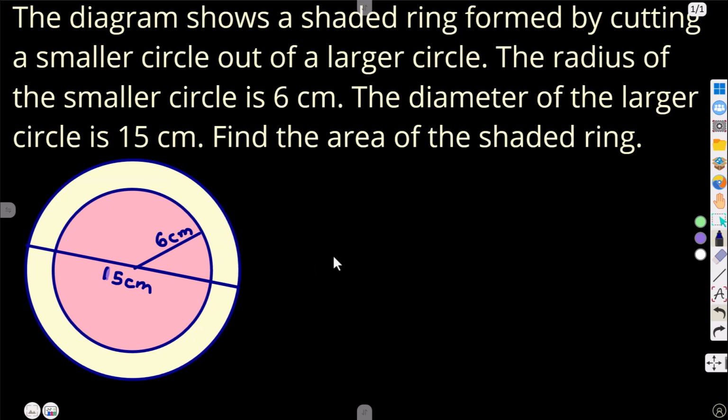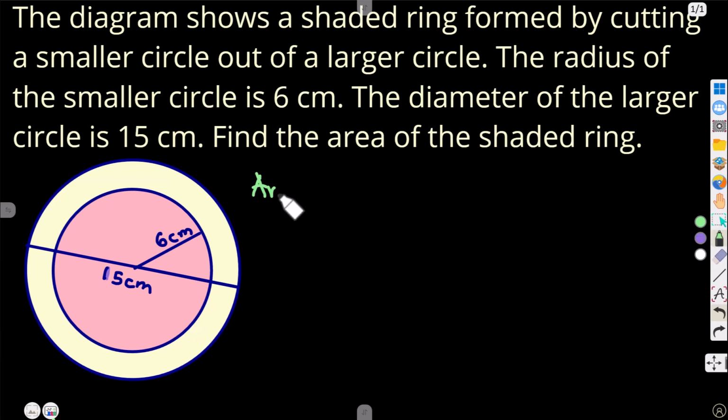So how do we really find the area of the shaded ring? What strategy do we have? I think we need to work out first the area of the bigger circle, and then the area of the smaller circle, and then subtract the results. That will give me the area of the yellow region, which sometimes you may call the shaded ring. So I will do this.